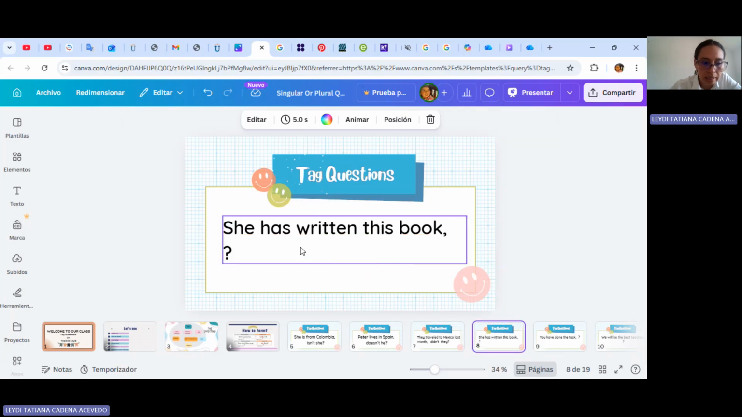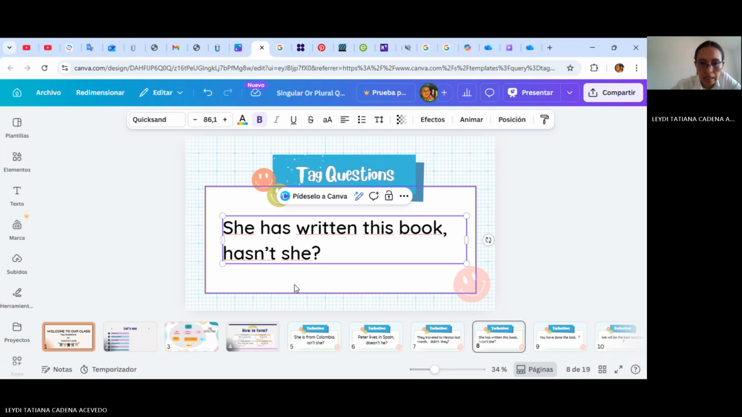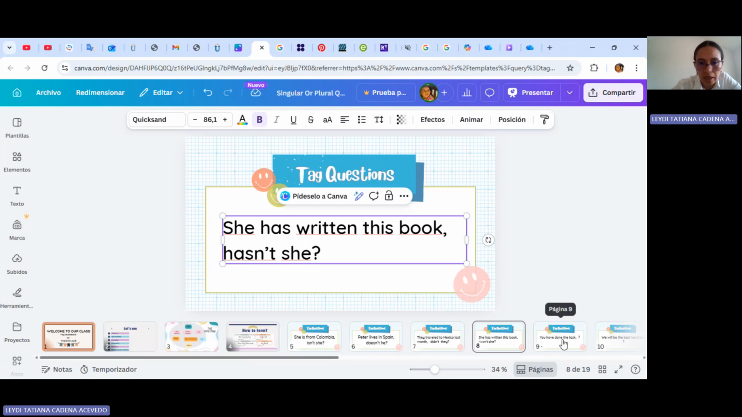Now, let's look at present perfect. She has written this book. She is the subject. It goes at the end, and has is the auxiliary. It's positive, so we change it to negative. Hasn't. She has written this book, hasn't she?